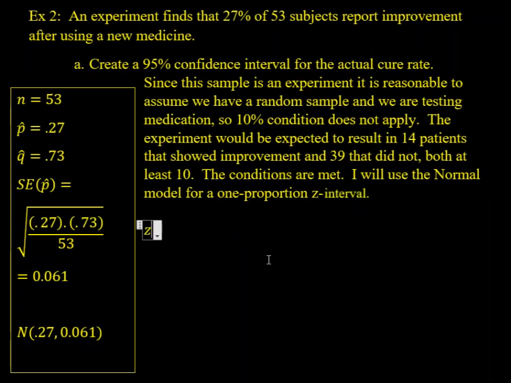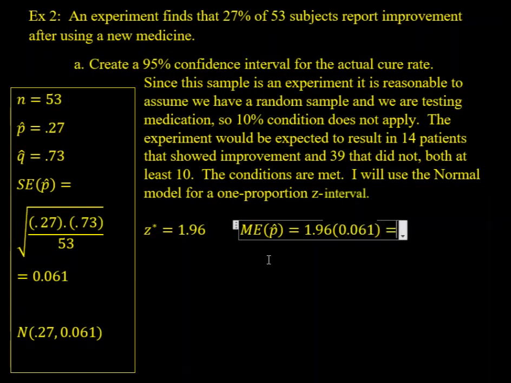So let's figure out that margin of error. We want a 95% confidence interval, so our z star is 1.96. We talked about this in a previous example. It's a little different than 2. The margin of error of p hat equals 1.96 times our standard error of 0.0610, which comes out to be 0.1196.